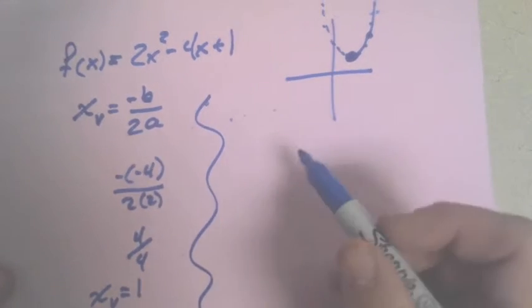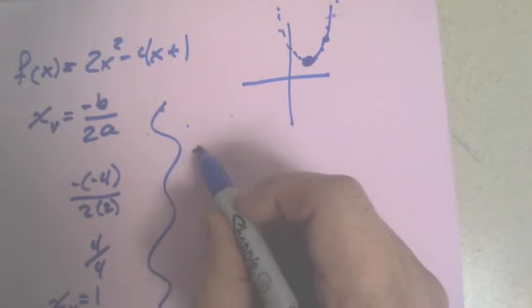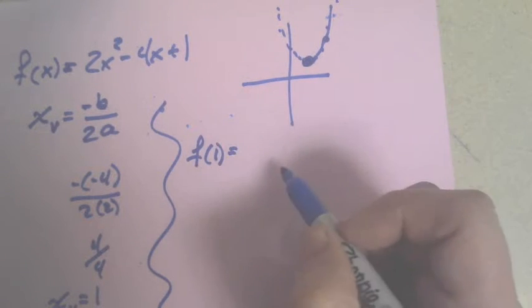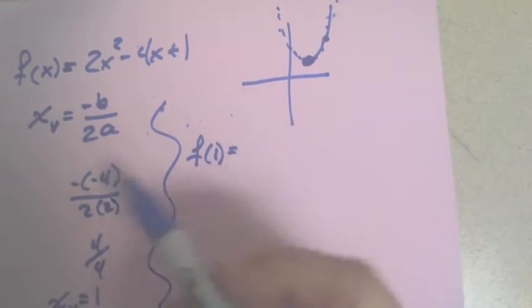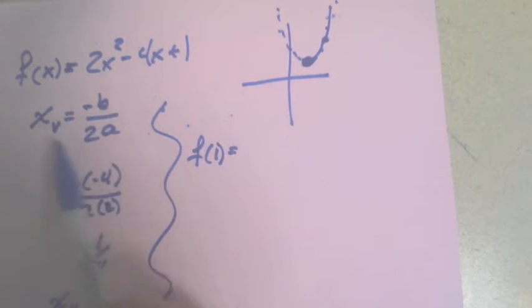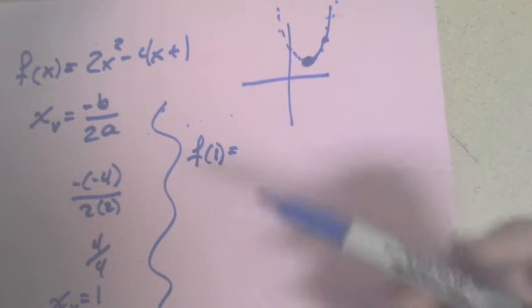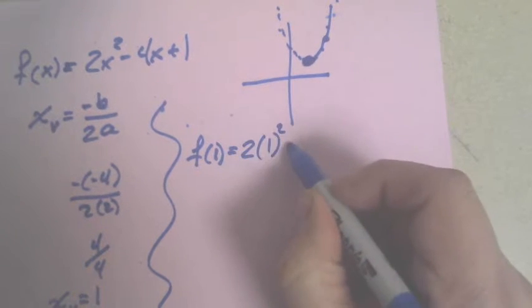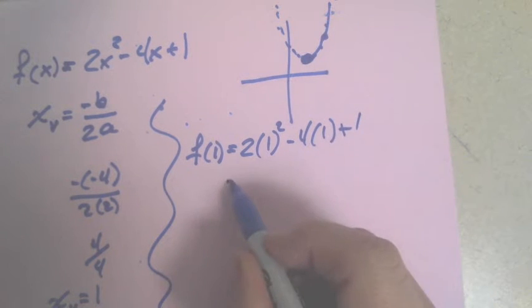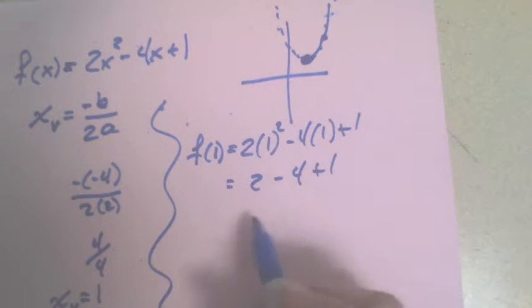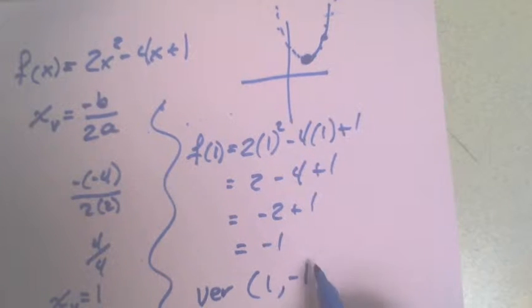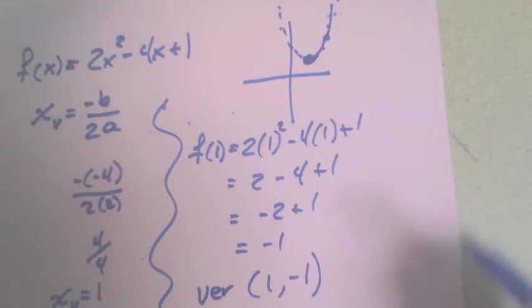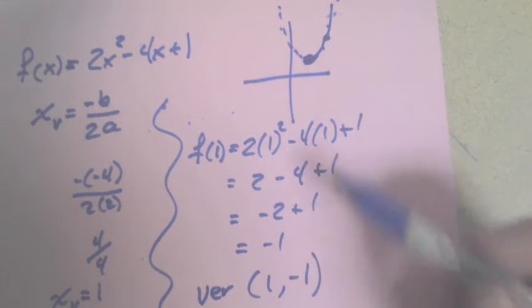Now if we want to know the y value of our vertex, we've got to plug that 1 back in. So we need f at 1 to know the y value of the vertex. Of course, in the h, k form, the vertex form, you get that k on the end that tells you the y value. But using this formula for the x value of the vertex is nice because we just plug that 1 back in. 2 times 1 squared minus 4 times 1 plus 1 is what? 2 minus 4 plus 1. Negative 2 plus 1 is negative 1. So our vertex is 1, negative 1.